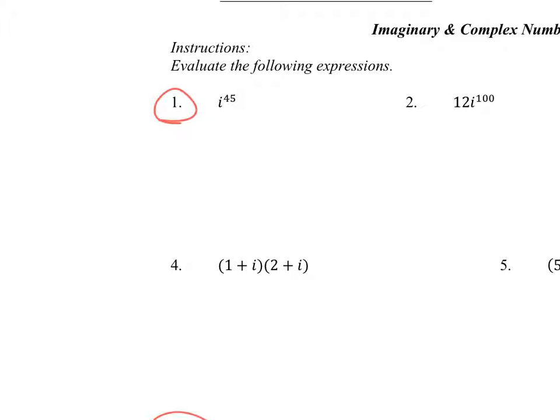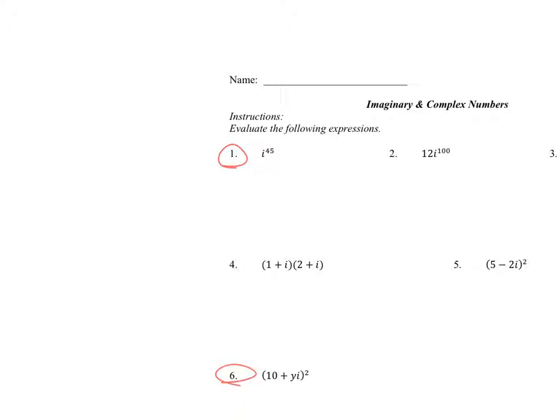So number 1. I to the 45th, we have to simplify it, right? So remember we have this I cycle, that if I is to the first power, it's just I. But if we multiply it by I, we'll end up turning it into -1. And if we multiply that by I, we'll get -I. And if we multiply that by I, we'll end up getting 1. But if we multiply 1 by I, we go back to I, and then the cycle just keeps continuing.